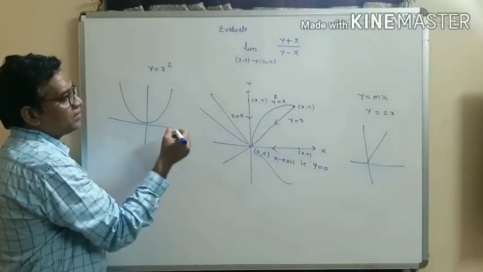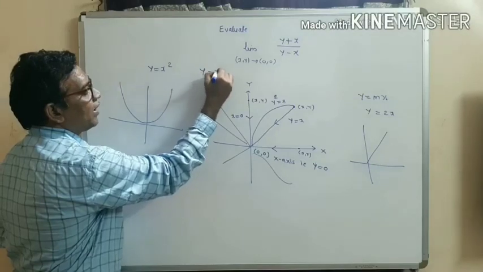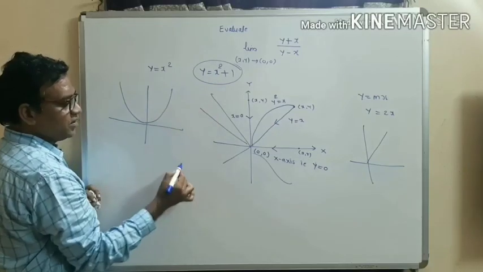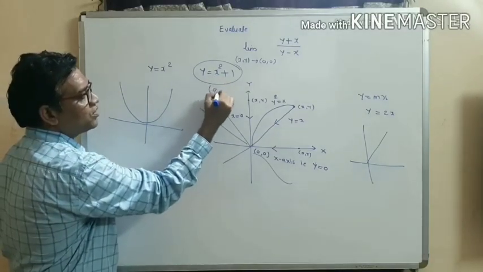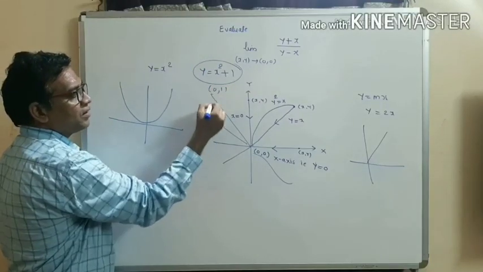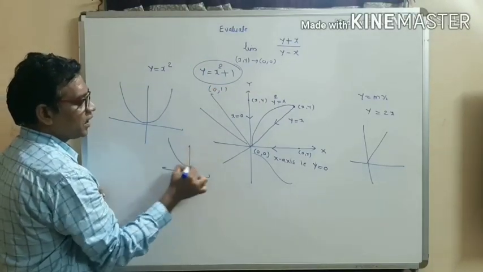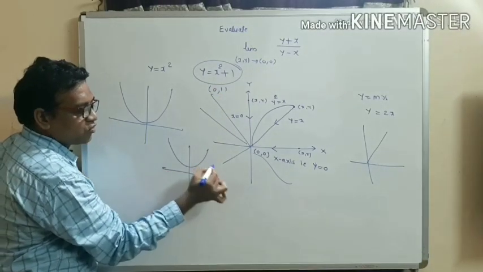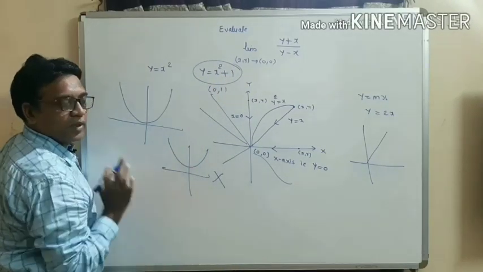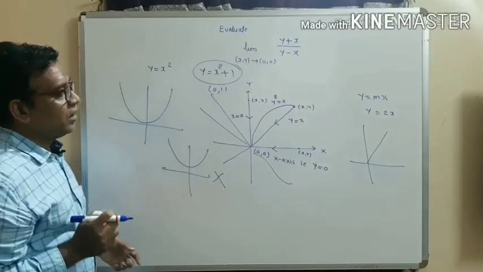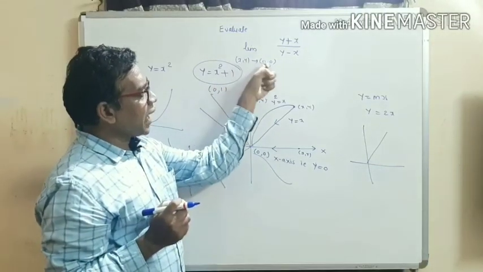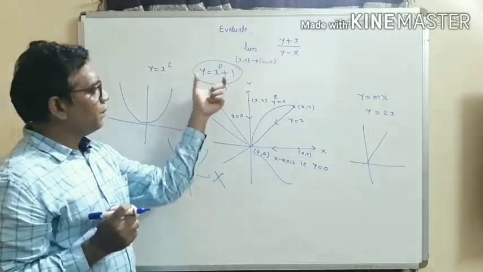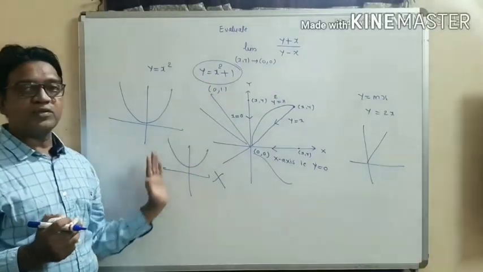Now we cannot take a path like y = x squared + 1, because this path is not passing through the origin. If we take x = 0, then what is the value of y? y will be 1. So (0, 1) is on the shape of that parabola y = x squared + 1. This parabola is not passing through the origin, so we cannot take the path y = x squared + 1. First of all, note this: we have to use those paths which approach the origin. We cannot take such a path as y = x squared + 1, because it is not passing through the origin.